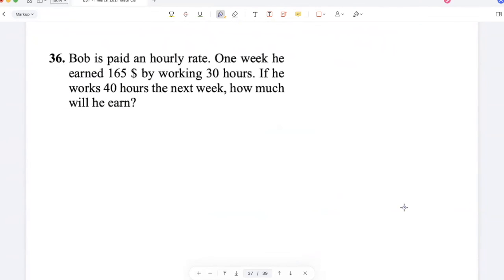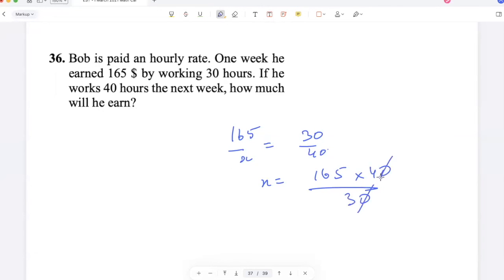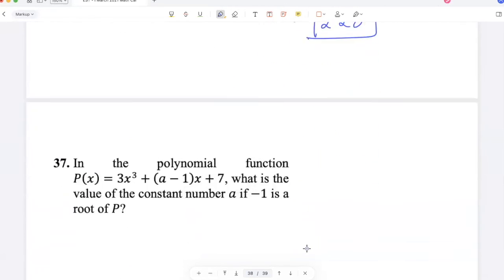Bob is paid an hourly rate. One week he earned this by working 30 hours. If he works 40 hours the next week, how much will he earn? Okay, so simple ratio. 165 by X is 30 by 40. So X is 165 into 40 by 30. So that's 3 5s are 15. So that's 220, right? So the next week he'll earn 220.